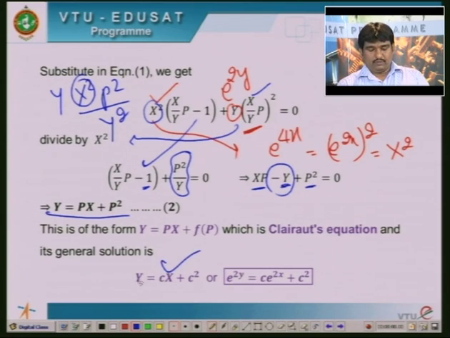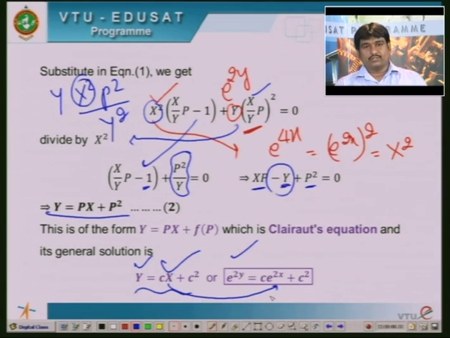Now you convert this in terms of old variables using the known substitution. You know that e to the power of 2y is capital Y. So capital Y is replaced by e to the power of 2y, and capital X is replaced by e to the power of 2x. Therefore, the general solution of the given differential equation is e to the power of 2y equals c into e to the power of 2x plus c square.